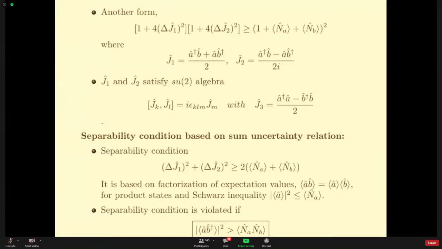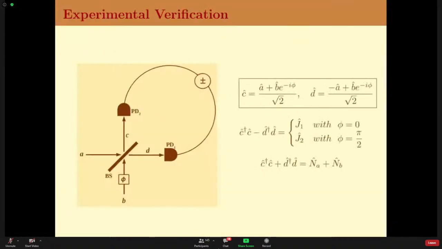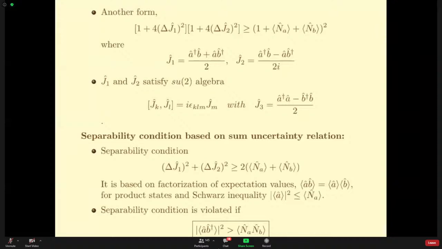Now the question is how to verify the violation of the separability condition. For that, one has to measure the operators J1 and J2 and NA plus NB, and this can be done by using a beam splitter, as shown here. We have a beam splitter, and mode A is injected in one input port and mode B in the other input port. But mode B is phase shifted, and C and D are the output modes, given here. In the output, we detect the photon number difference and the sum of photon numbers. The photon number difference gives the operator J1 when the phase shift is equal to 0, and it gives the operator J2 when the phase shift is pi by 2. And the sum of photon numbers always gives NA plus NB. So using this experimental setup, we can verify the violation of this separability condition.